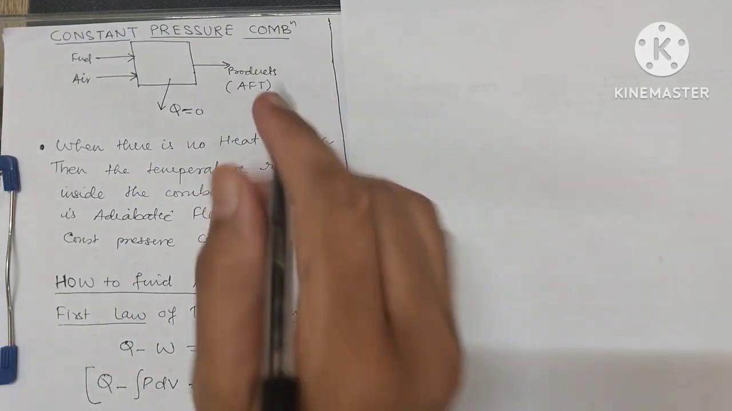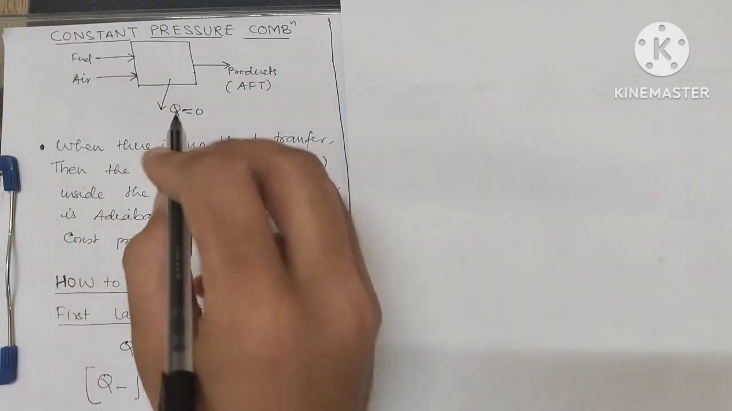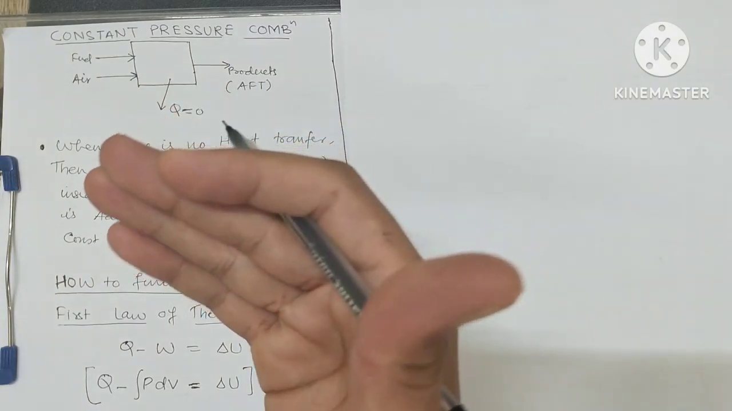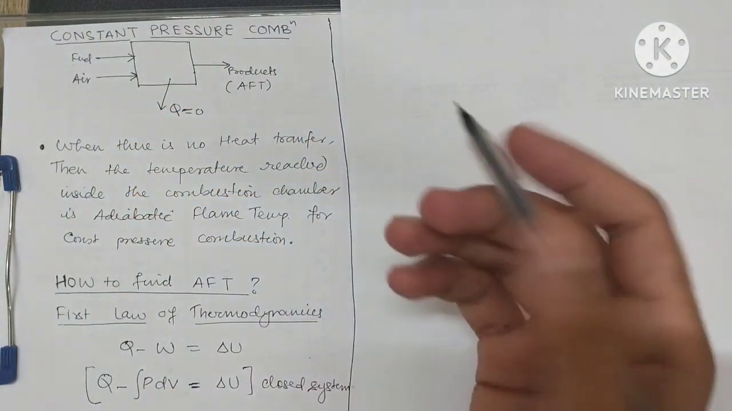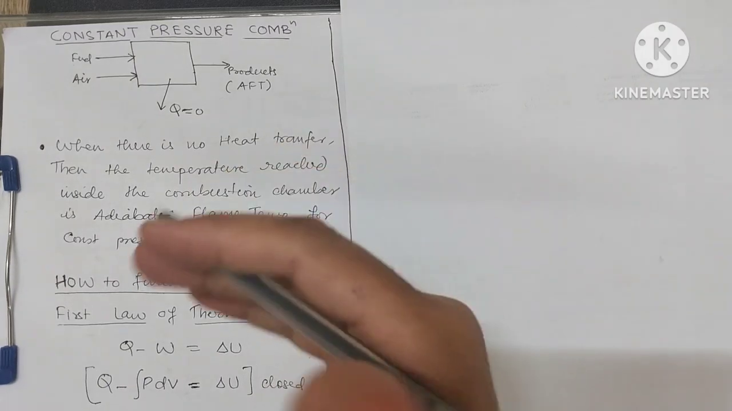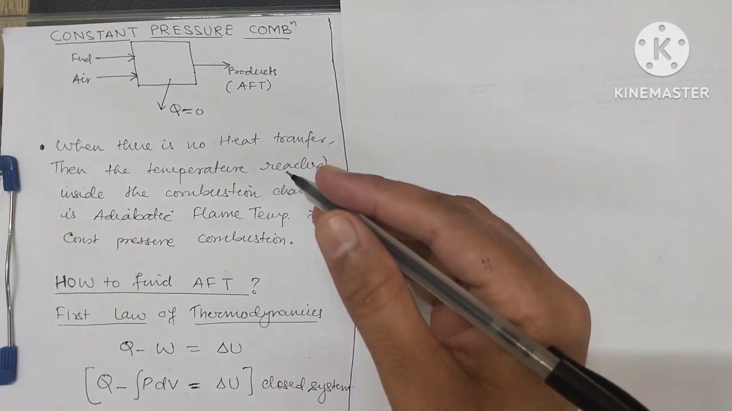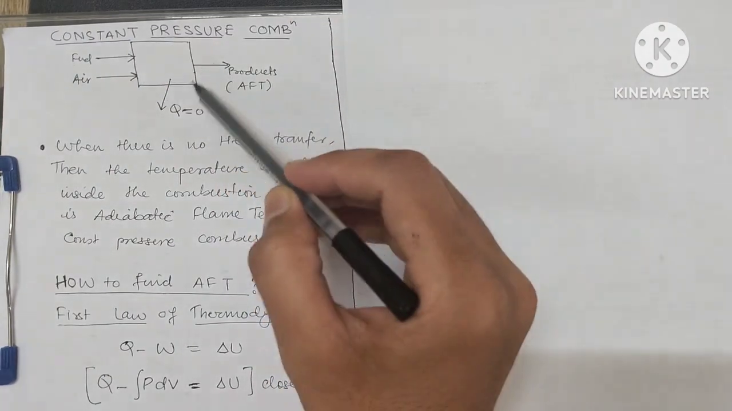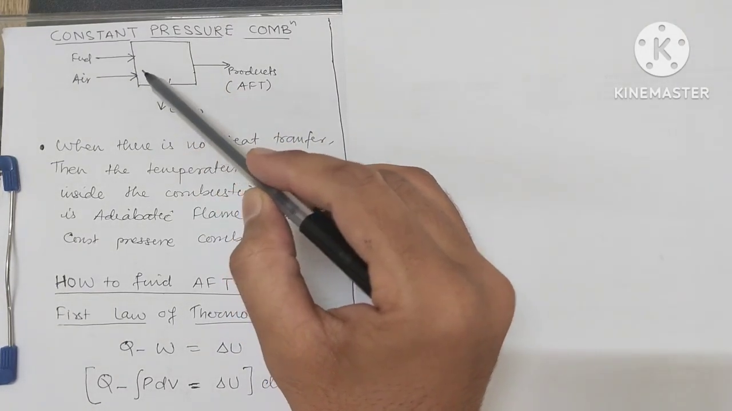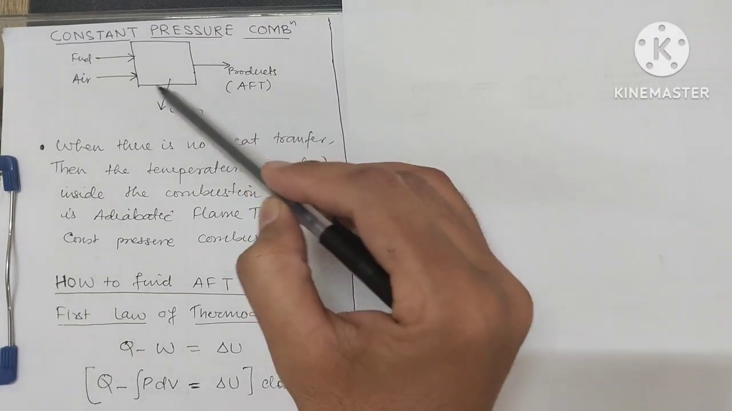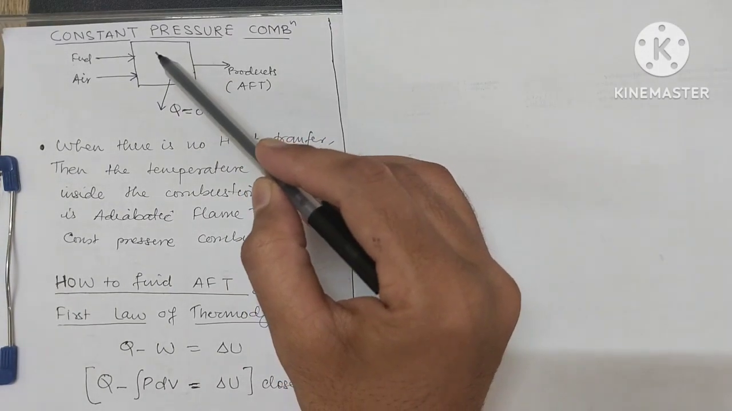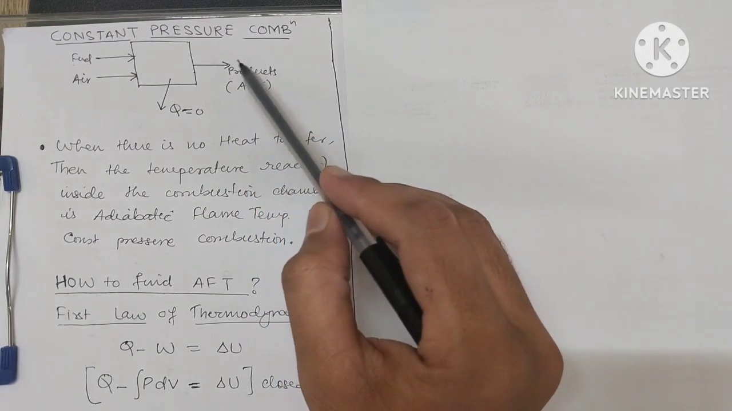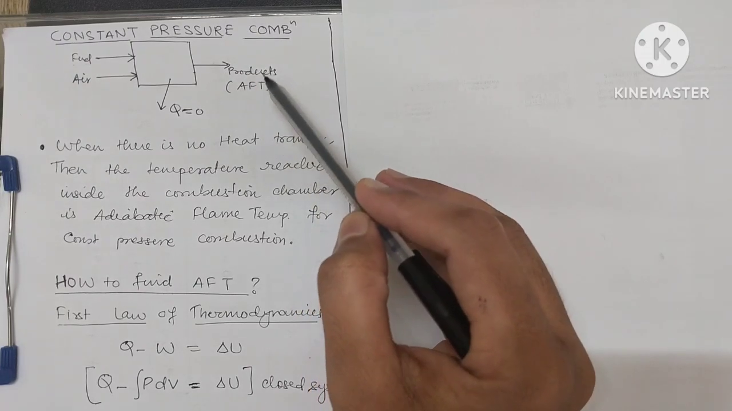And today in this video I will be explaining how to find the adiabatic flame temperature, or how to estimate the adiabatic flame temperature for constant pressure combustion. For that, we consider a control volume like this. From one side fuel and air is injected, and in this chamber, which is a constant pressure chamber, combustion happens, and then on the other side the products of combustion are released.